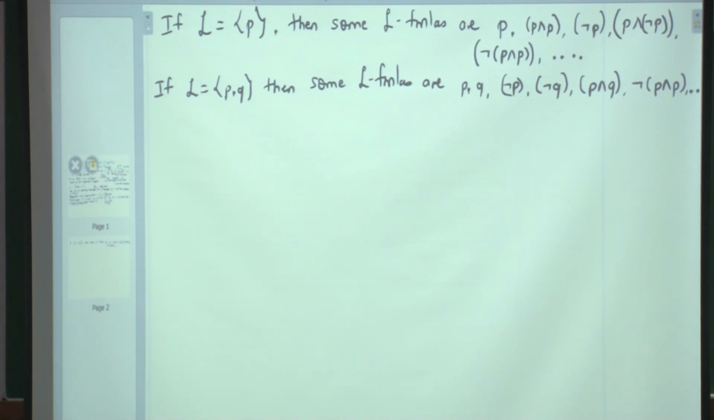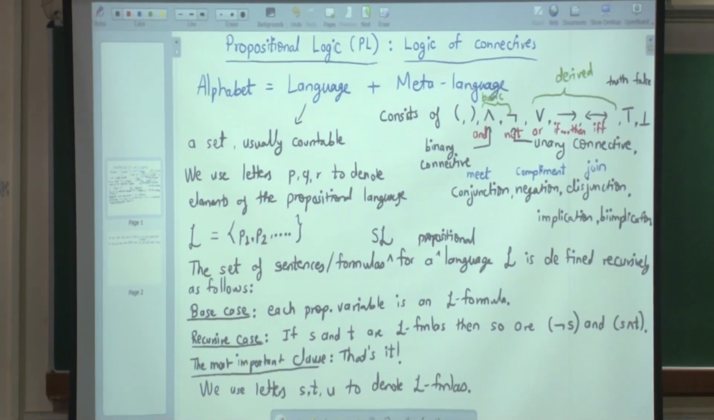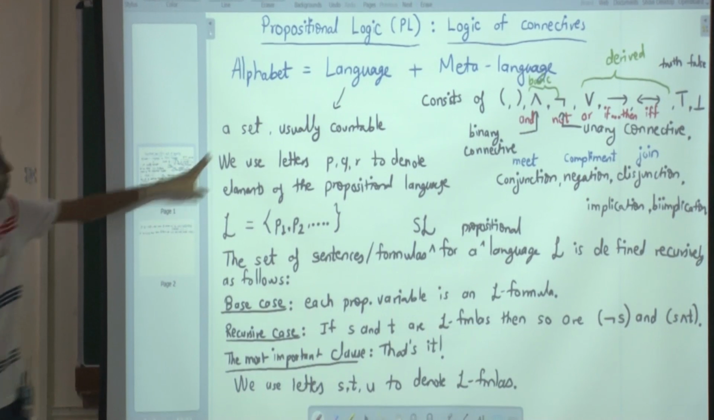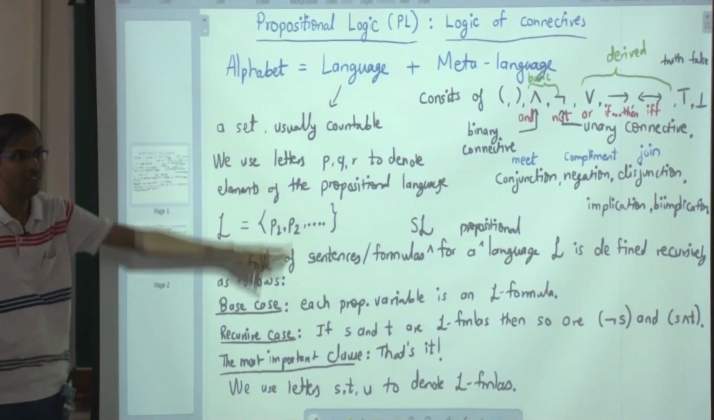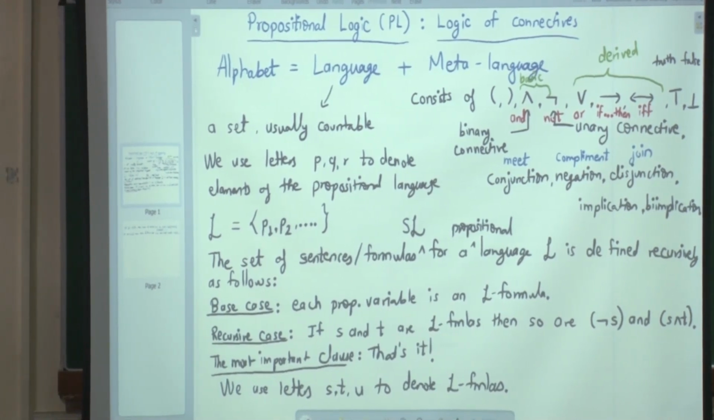Let us go back a bit and let me write that we use letters S, T, U to denote L formulas. So we are going to use only very specific letters to denote something specific: P, Q, R to denote elements of the language, S, T, U to denote formulas. This distinction in our mind is very important.